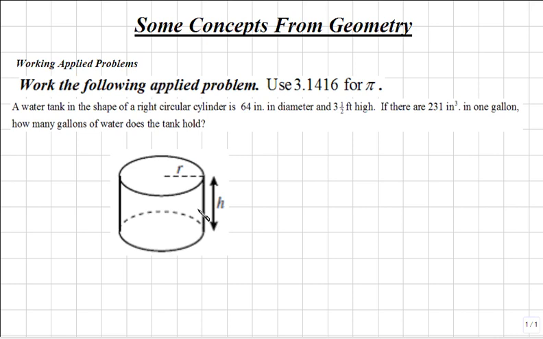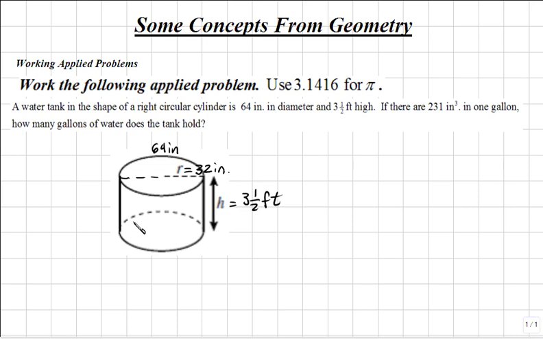So in our diagram we have a right circular cylinder, and we're given both R and H in this problem. Our problem gave us 64 inches as a diameter and 3.5 feet high. So the height will be 3.5 feet. But our diameter is actually 2 radii, so this would be 64 inches from one side to the other. Since a radius is half of our diameter, the radius would be 32 inches.